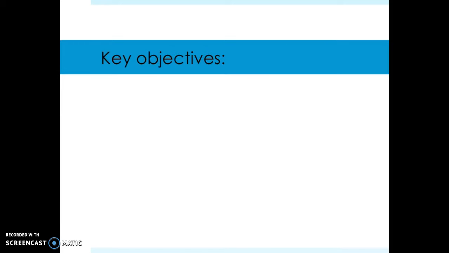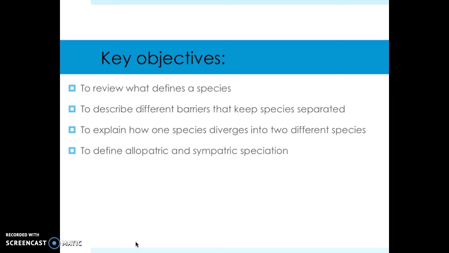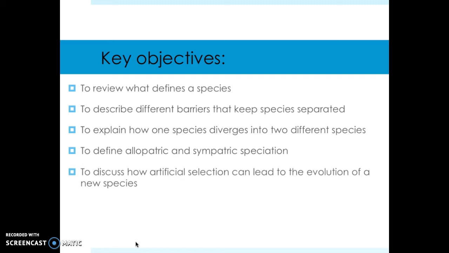The objectives of this presentation are to review what defines a species, to describe different barriers that keep species separated, to explain how one species diverges into two species, to define allopatric and sympatric speciation, and to discuss how artificial selection can lead to the evolution of a new species.